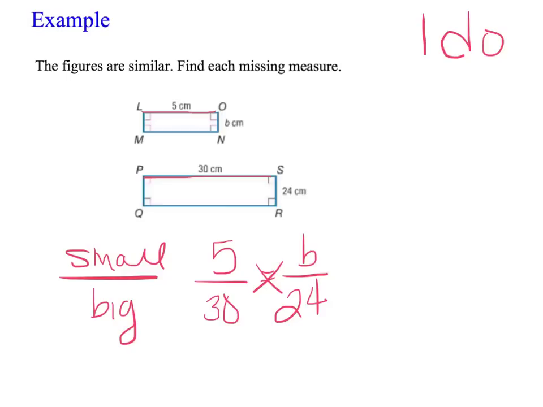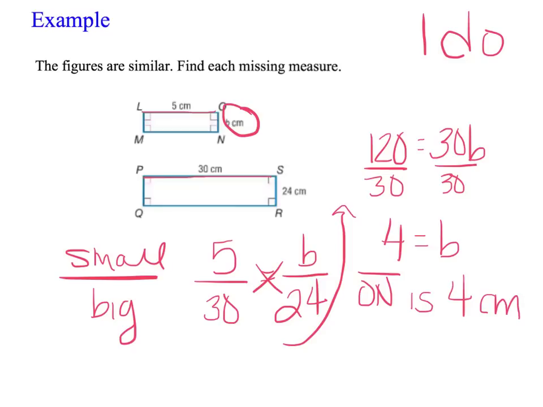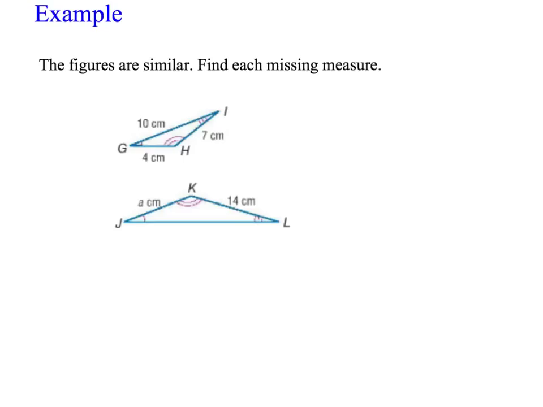I'm going to come up here. I'm kind of running out of room. So 5 times 24 is 120 equals 30B. Divide by 30 on both sides. And 120 divided by 30 is 4 equals B. So the side ON is 4 centimeters. Alright, you do this one.